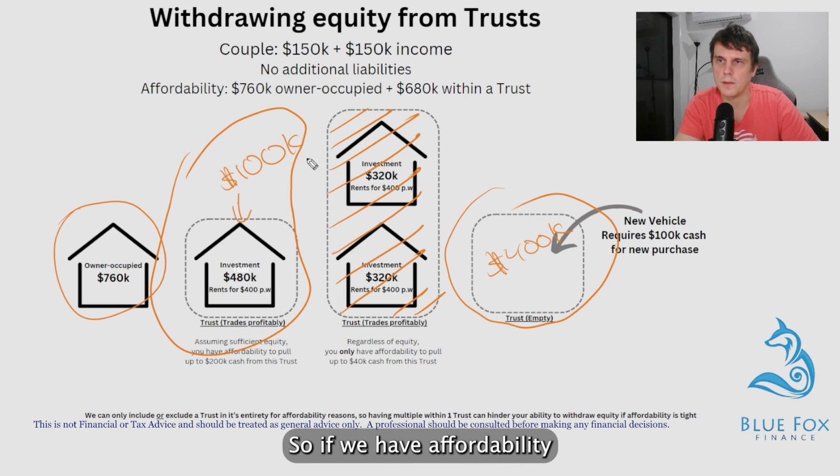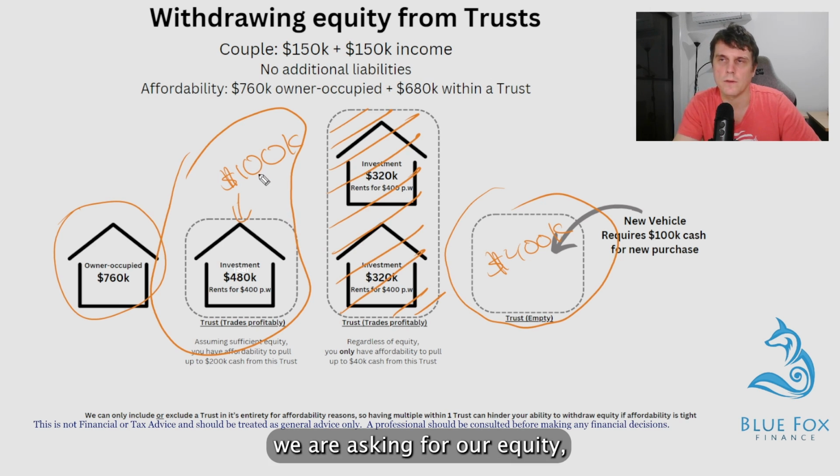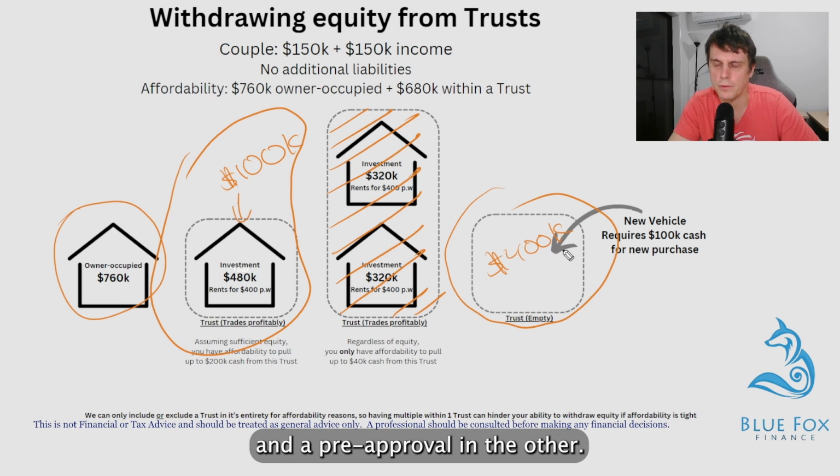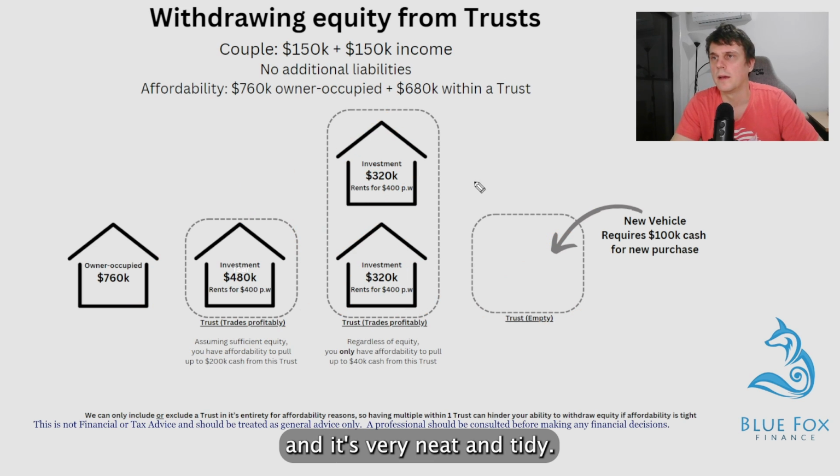So if we have affordability to include all of these, that's a very nice and easy way to do it, because then every time we apply for a loan, we are asking for equity out of one trust and a pre-approval in the other, which means it all gets done in one application and it's very neat and tidy.